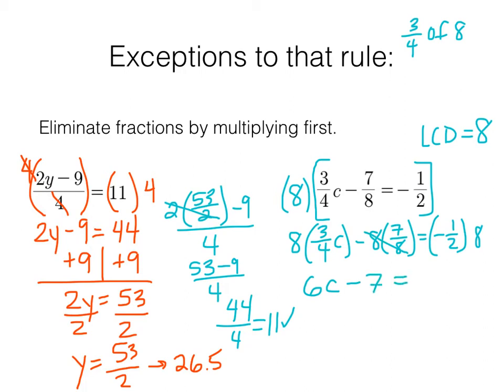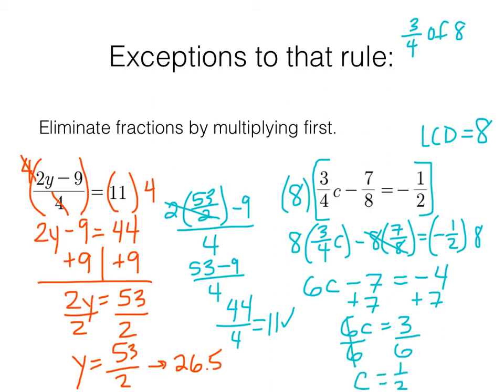And then negative 1/2 times 8. Well, I know it's negative because it's a negative times a positive. Half of 8 is 4, so negative 4. I'm going to add 7 to each side. 6c equals 3. A very common mistake here is to see a 6 and a 3, to know that you've got to do some division, and to say, oh, it's 2. Well, is 6 times 2 equal to 3? No, it's not. So write it out. Finish it by writing it out. So divide by 6, and c equals 1/2.